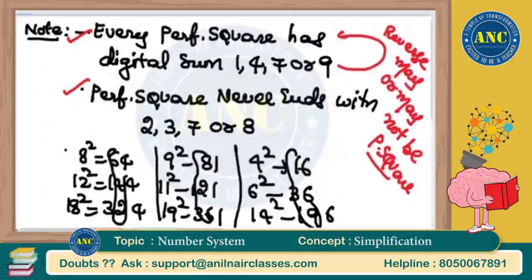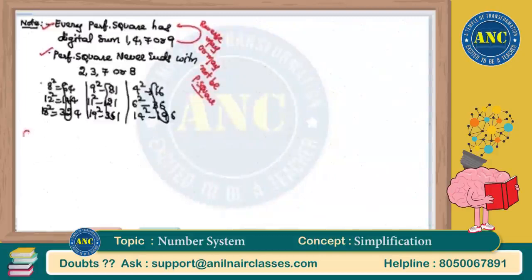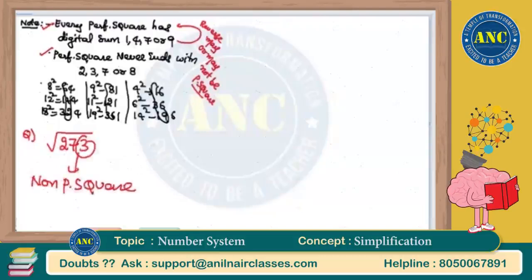Listen carefully to every question. Every question will teach you one concept. If I make a mistake, I will tell you what are all the possible mistakes that you can make also. Write down a few questions, then we will get into it. First question: root of 273. Is it a perfect square? No. A perfect square never ends with 2, 3, 7 or 8. So it is a non-perfect square.